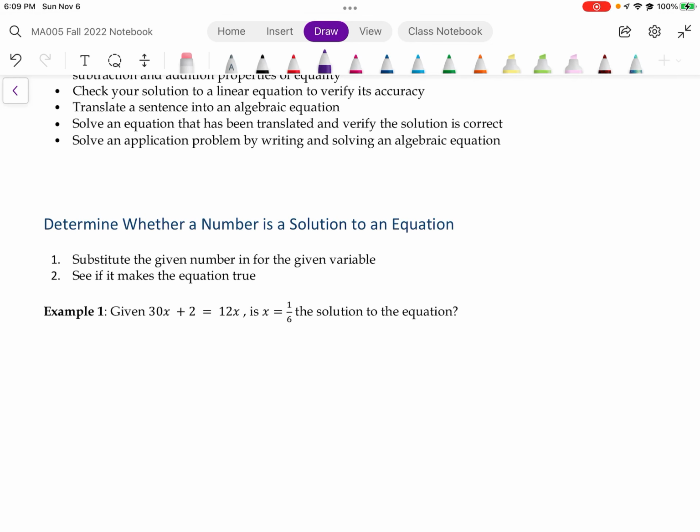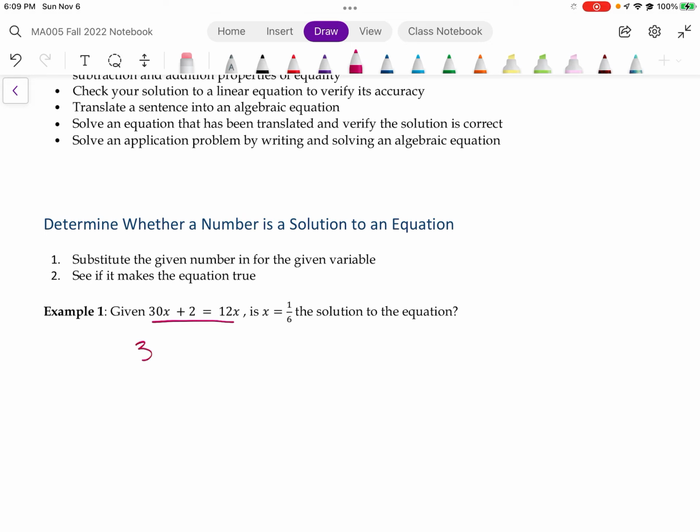All right, so we're going to start with determining whether a number is a solution to an equation. So this is what we've done before. They're just longer equations and maybe fractions and things like that. So we're going to substitute the given number in for the given variable and then see if it makes the equation true. This is important to know how to do because this is how you check your work when you do math and algebra.